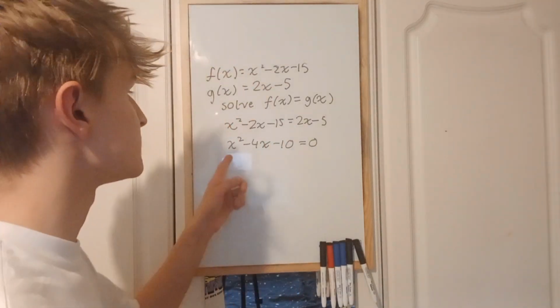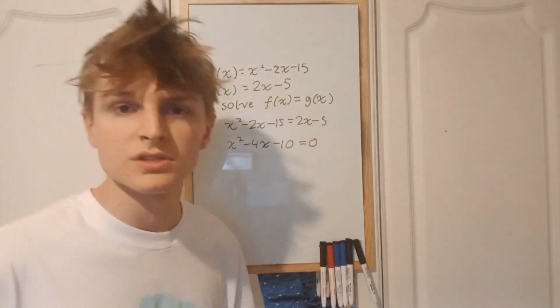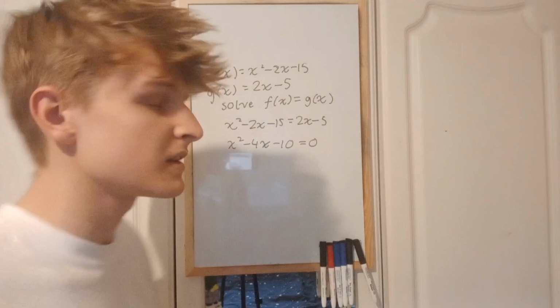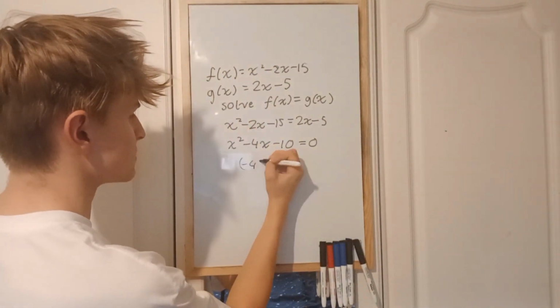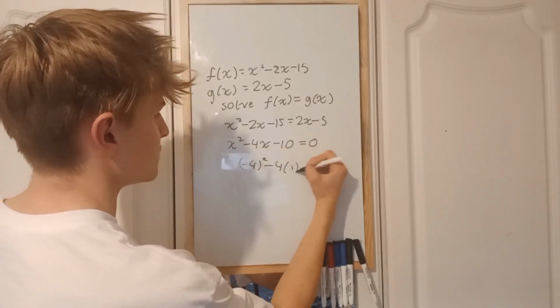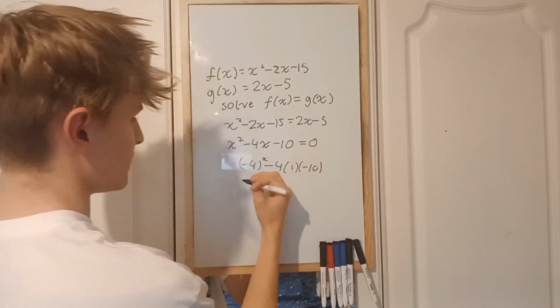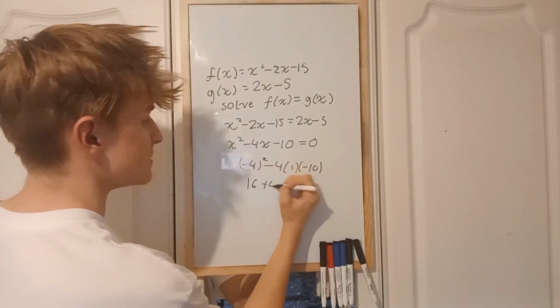And we can check how many solutions there are for x that are possible for f of x and g of x to equal each other here. We can check that using the discriminant first of all. So we're going to take b squared, so we've got minus 4 squared, and then we subtract 4 times a, which is 1, and then times negative 10. That is 16. This minus will become a plus, and we'll get plus 40.